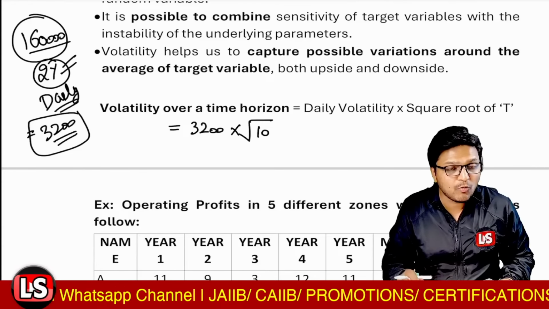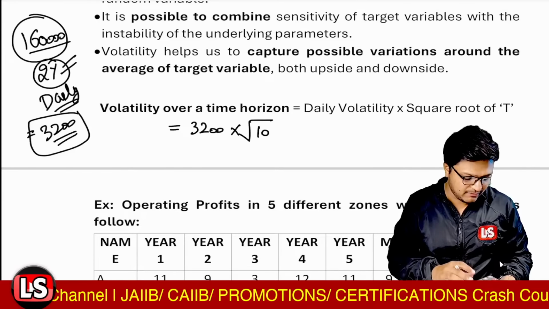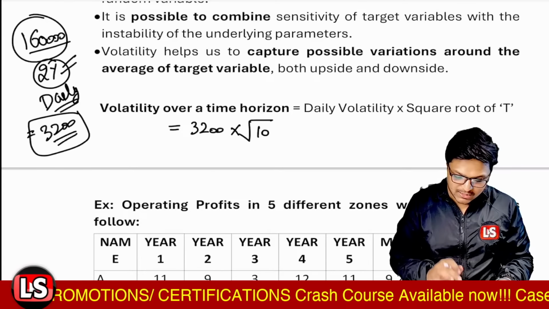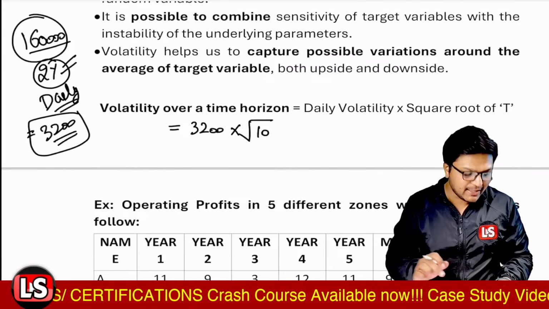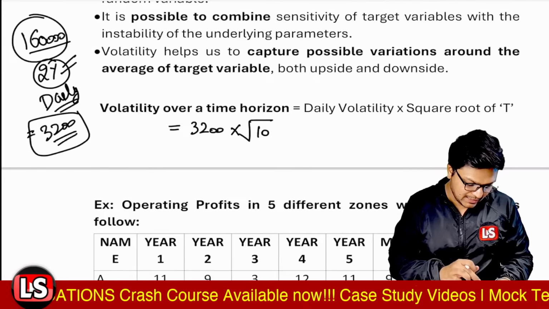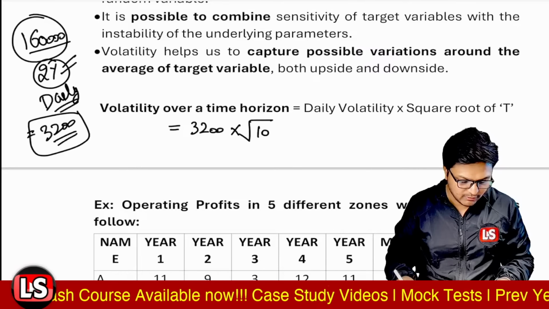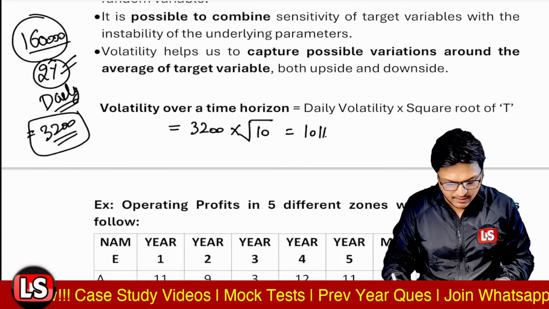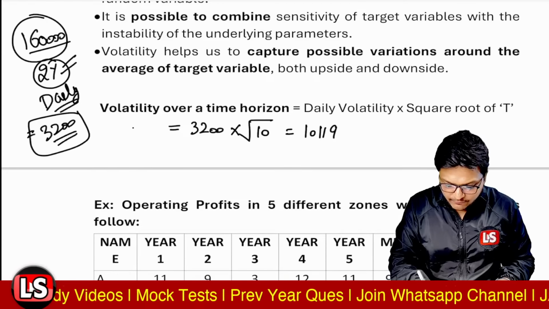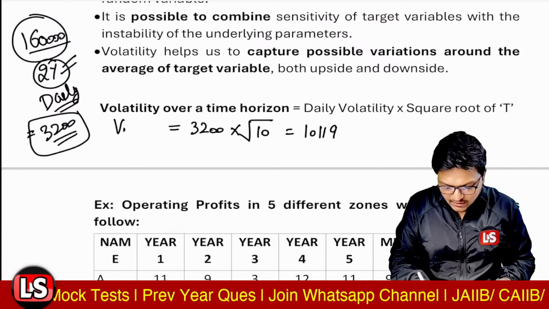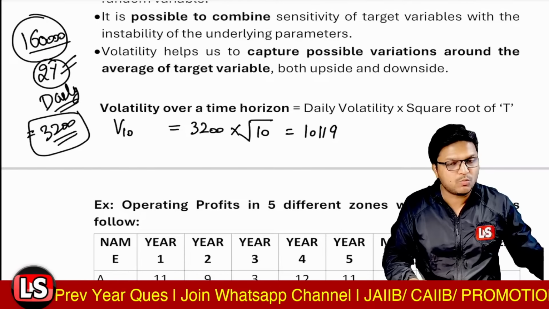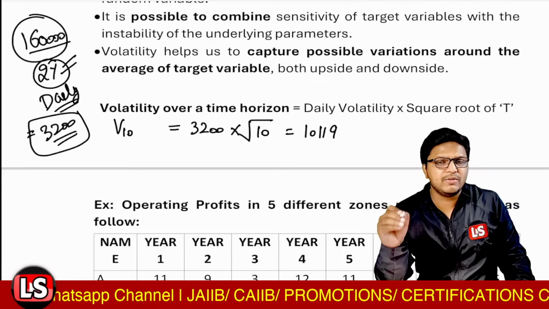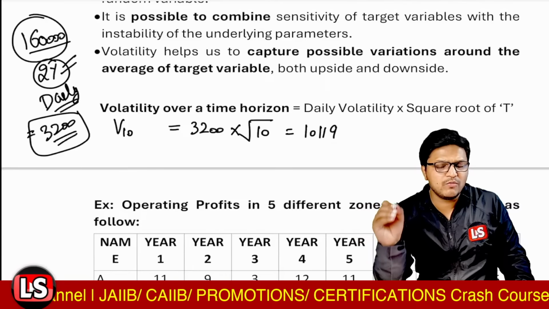Such a numerical was already asked in the previous year exam, so kindly do not forget to learn such kinds of concepts also. So under root of 10 is equal to 3.16, further multiplied by 3200. So the volatility will be equal to 10119. That was the volatility for 10 days. So this is how we can be calculating things over there.